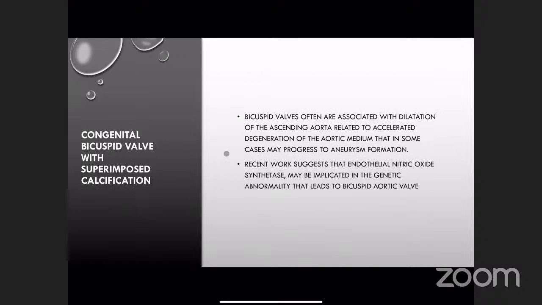Bicuspid valves are often associated with dilatation of the ascending aorta related to accelerated degeneration of the aortic media, which in some cases may progress to aneurysm formation. Recent work suggests that endothelial nitric oxide synthase may be implicated in the genetic abnormality that leads to bicuspid aortic valve.